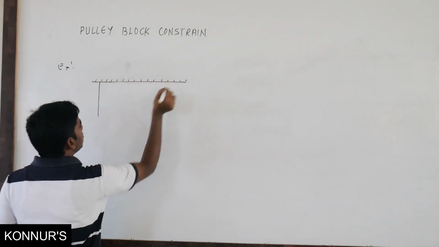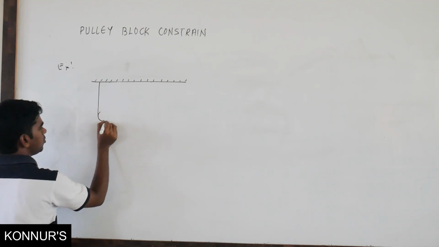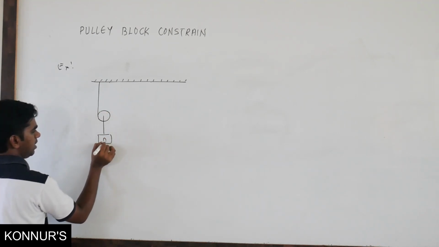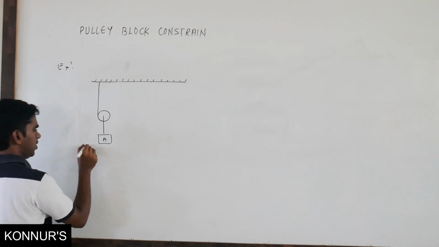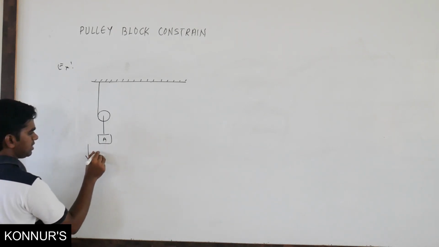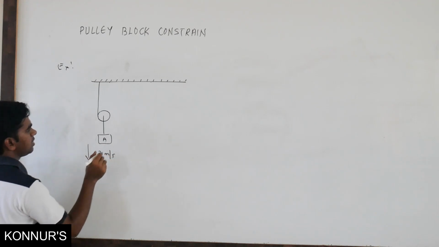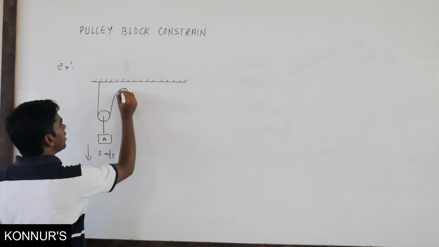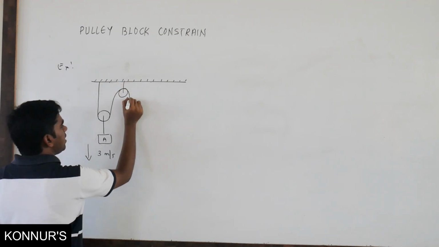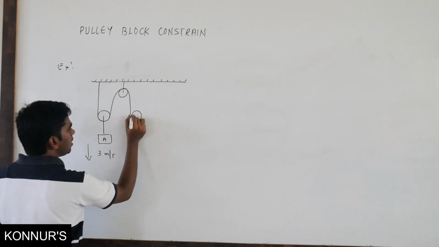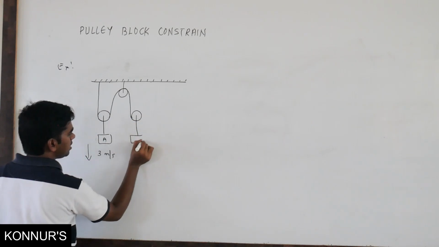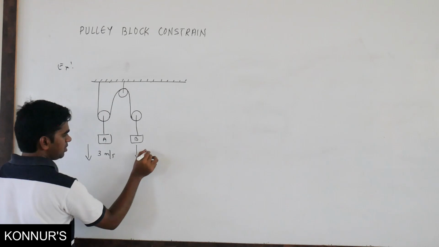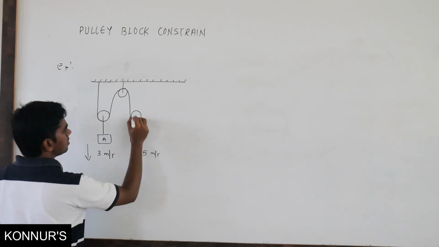Suppose there is a rigid support. To that a pulley is connected. That pulley is connected to a mass, say A, which is moving in downward direction with a velocity of, say, 3 meter per second. This is connected to another pulley, and again it is connected to another pulley, and this pulley is connected to another mass, say B. This is going downward direction with a velocity 5 meter per second.